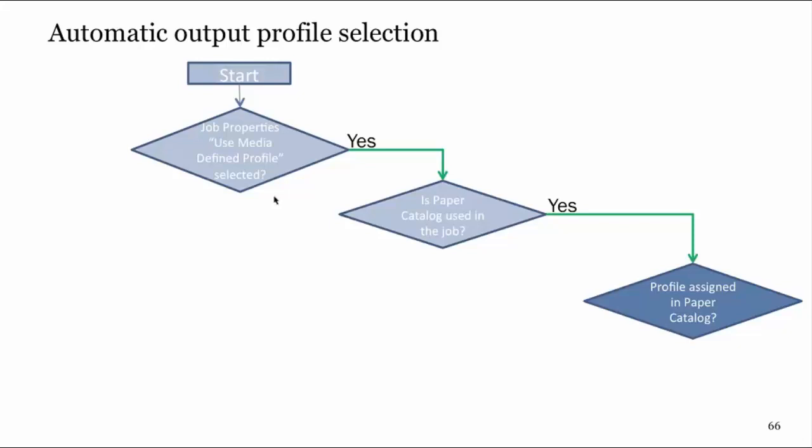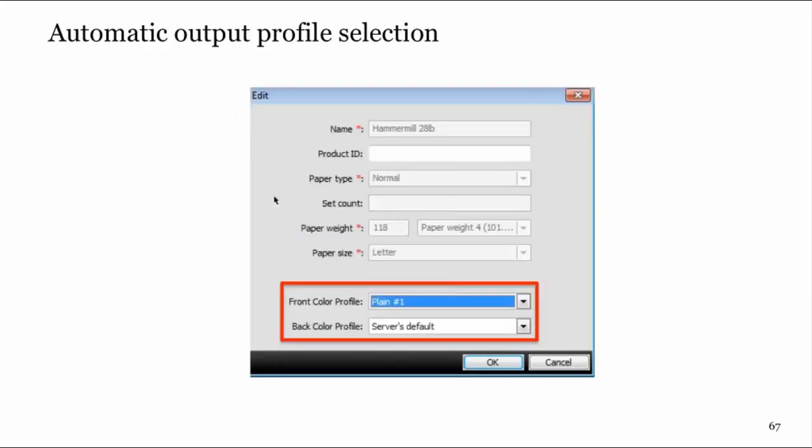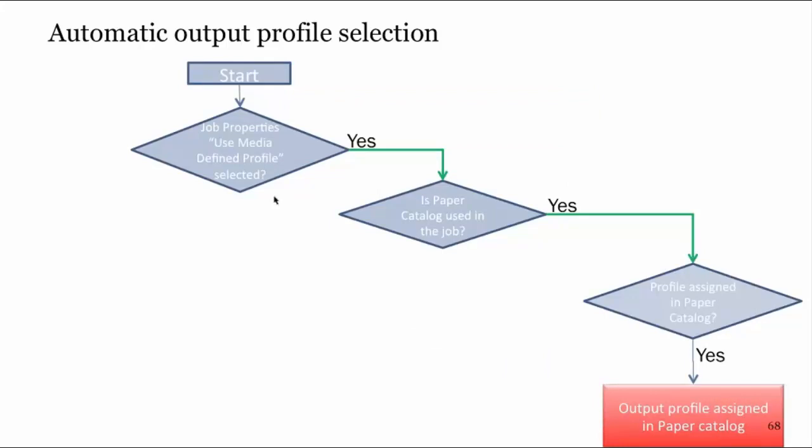A paper catalog entry looks like this, and in this example you can see that I've selected the profile Plane Number 1 for the front and back of my sheet. So in this example, the output profile will be selected based on the paper catalog entry and the profiles that are assigned in that entry here.